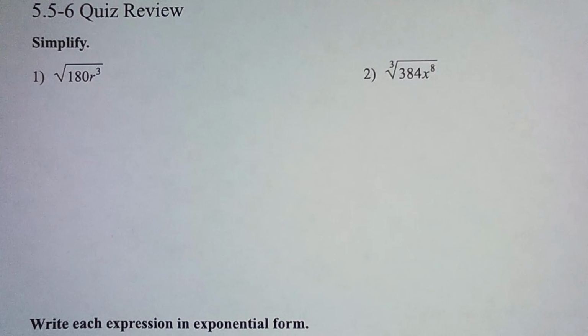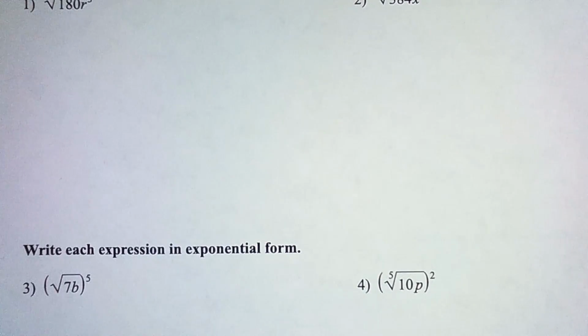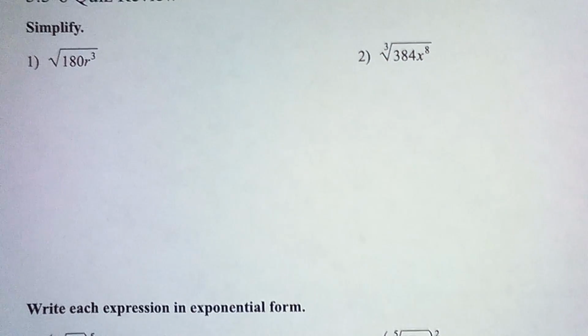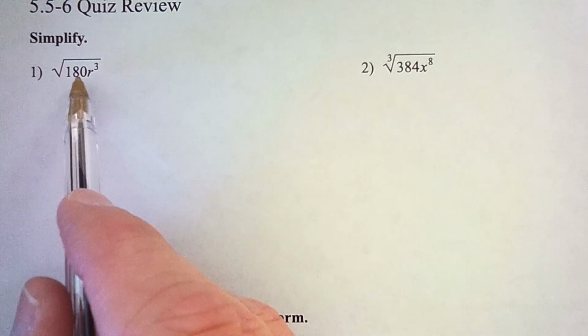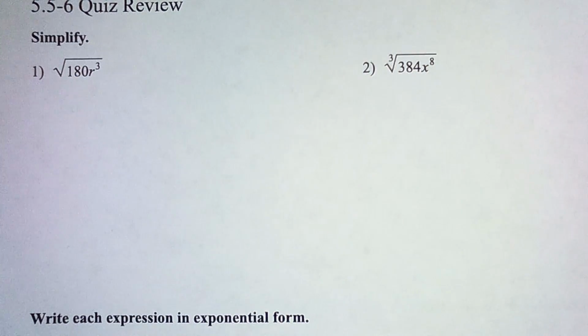Hey everybody, in this video we are going to do a brief review of radicals. We're going to simplify a couple of radicals and we are going to convert between exponential form and radical form. So our first radical here, the square root of 180, the first thing I want to do is look for any square numbers, especially the biggest square number that goes into 180.